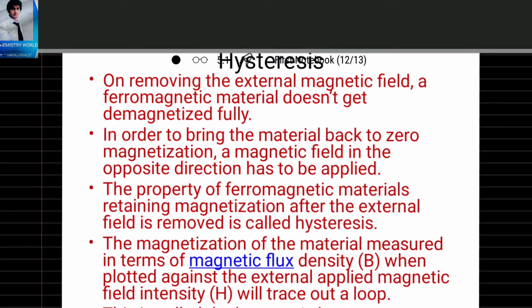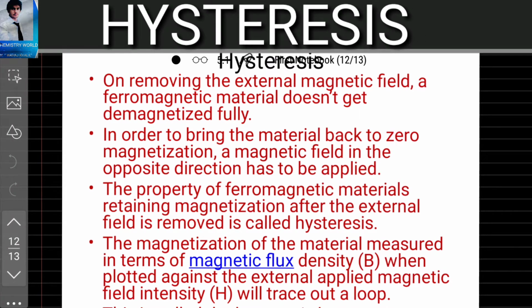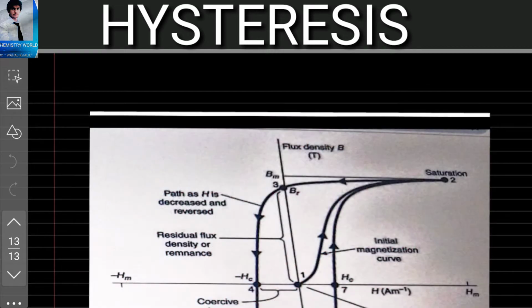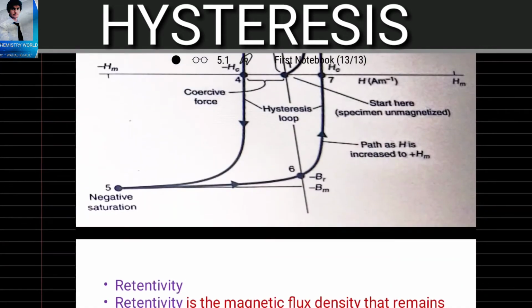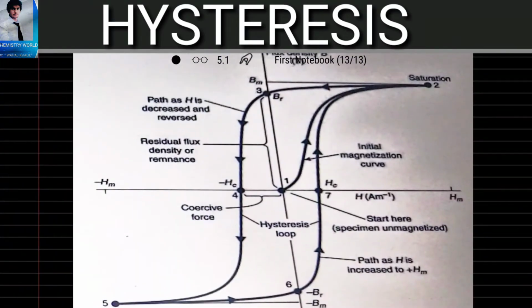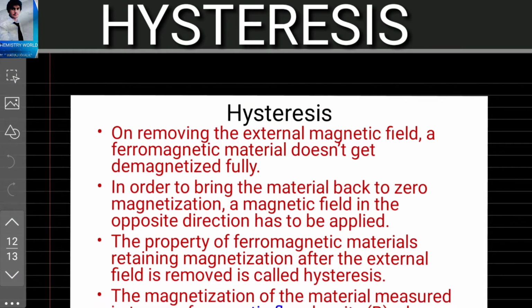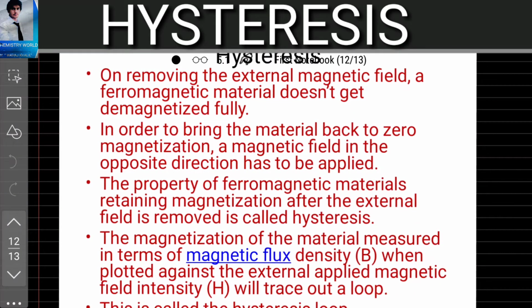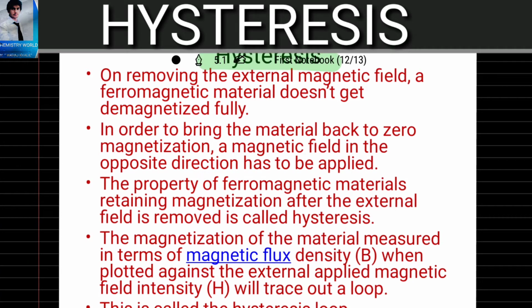Today the topic of our lecture is hysteresis. So, what is hysteresis? On removing the external magnetic field, a ferromagnetic material does not get demagnetized fully. This process is termed as hysteresis.